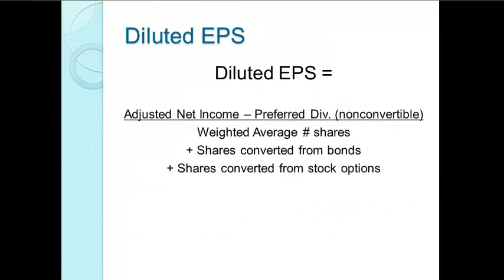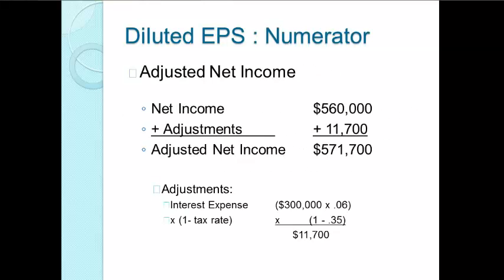The formula for diluted EPS is the following. The numerator is the adjusted net income minus the preferred dividends of the non-convertible, divided by the weighted average number of shares plus shares converted from bonds plus shares converted from stock options. And here are the calculations for that.